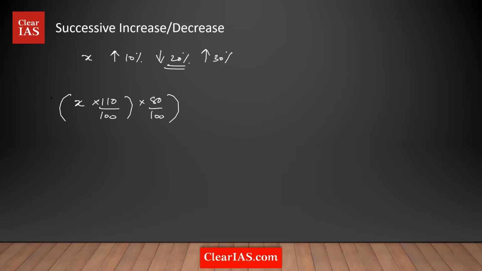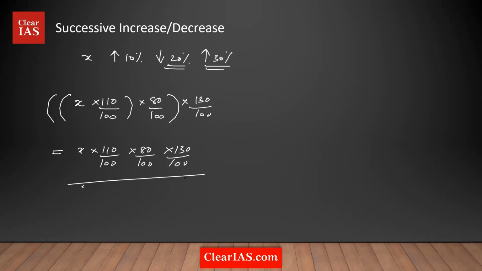Then this is the value right now we have in hand. This is increased by 30%, so it becomes 130 by 100. You don't need to actually write the brackets, it doesn't matter. So this is equal to X into 110 by 100 into 80 by 100 into 130 by 100, which will give you the answer. Clear for you all how to deal with successive increase and decrease?